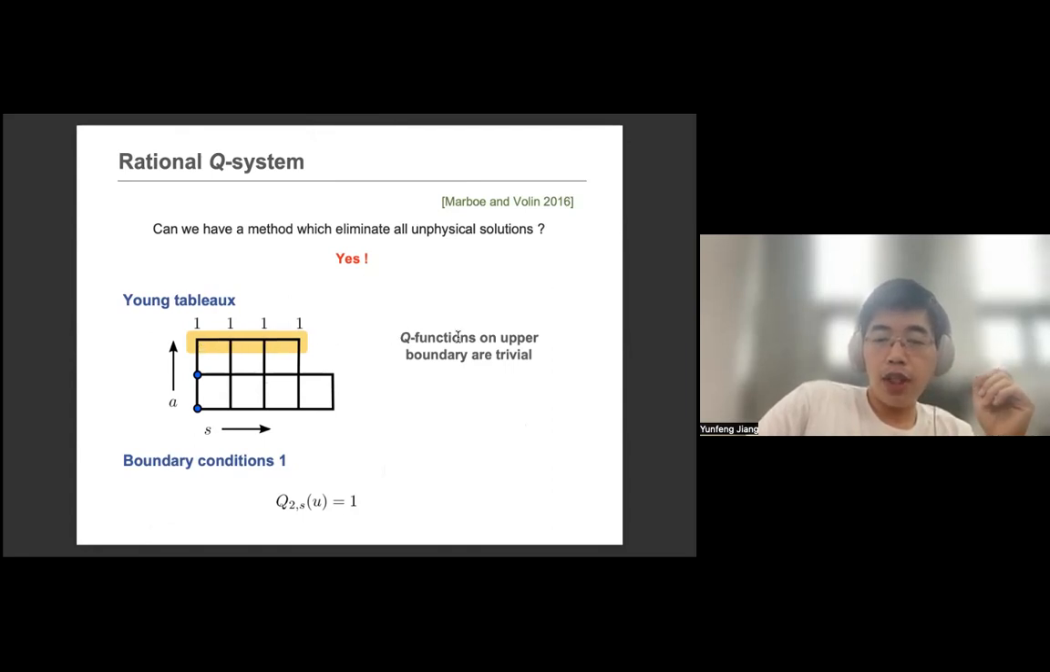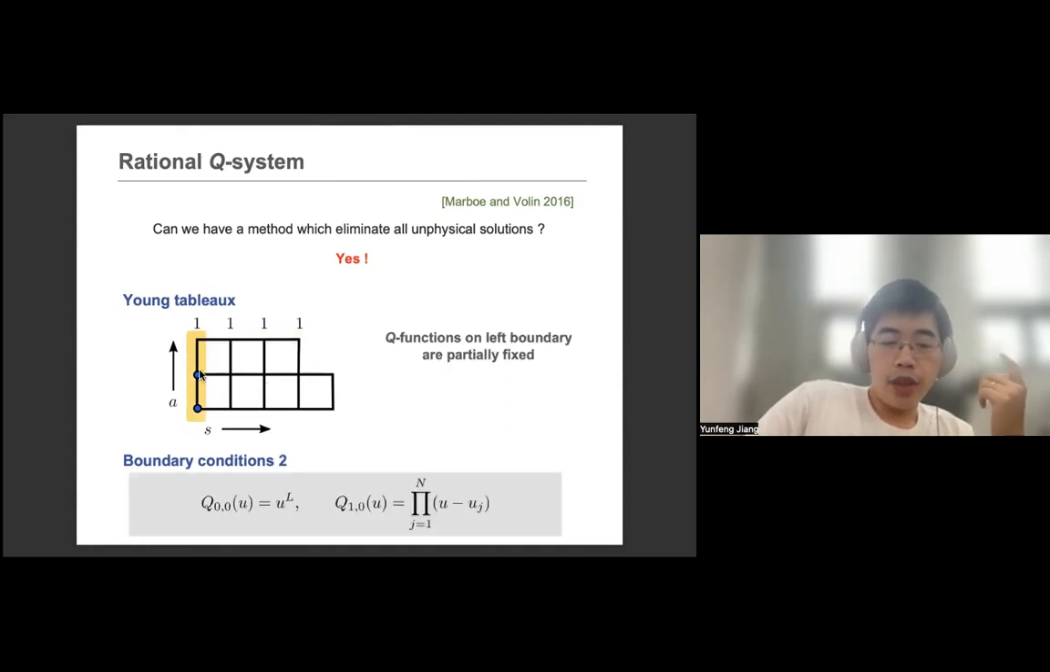The upper boundary is trivial, namely we put all these Q functions to be just one, a constant. And on the left boundary, we have two nodes. One is Q_{00}, the Q function at the origin, and we fix it to be u to the power of L. The other one is Q_{10}, and this we fix to be the usual Baxter Q polynomial. The zeros of Q_{10} are the Bethe roots that we are looking for.